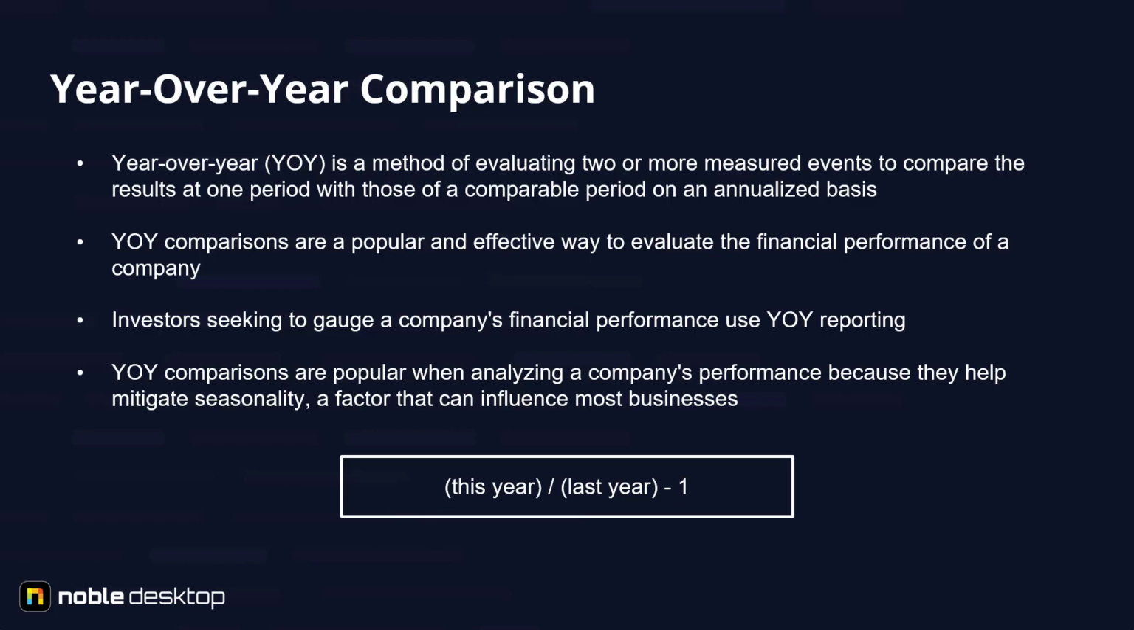Investors seek to gauge a company's financial performance using year-over-year reporting. Year-over-year comparisons are popular when analyzing a company's performance because they help mitigate seasonality, a factor that can influence most businesses. Year-over-year calculations are straightforward and usually are expressed in percentage terms. This would involve taking the current year value and dividing it by the prior year value and subtracting 1.